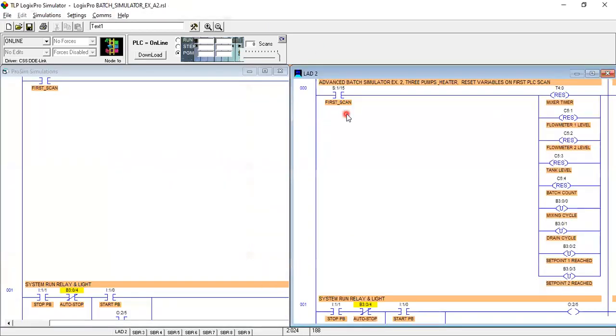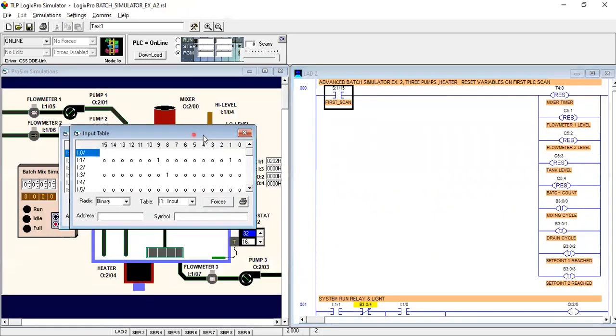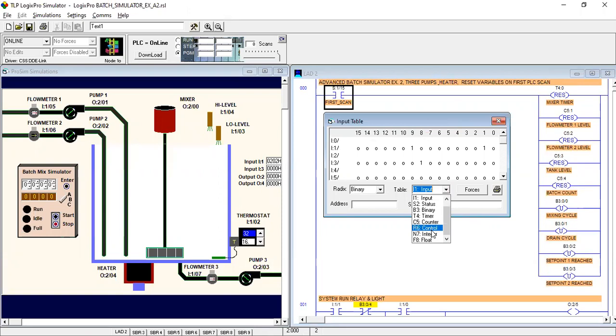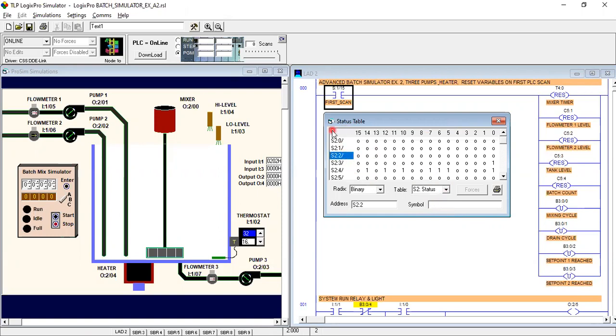Okay, I will show you. When we go to the data table and click on the status, as you can see, this is the table. This is the instruction table, and when we select the status file, all the status bits are shown, depending on our application.